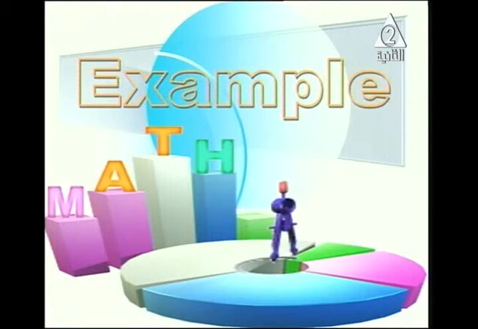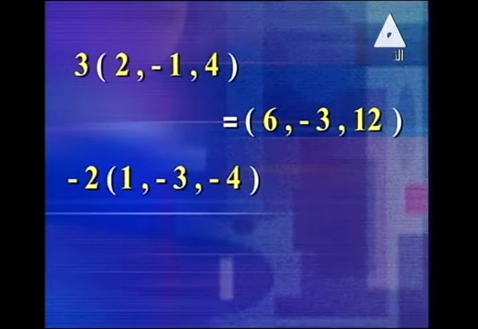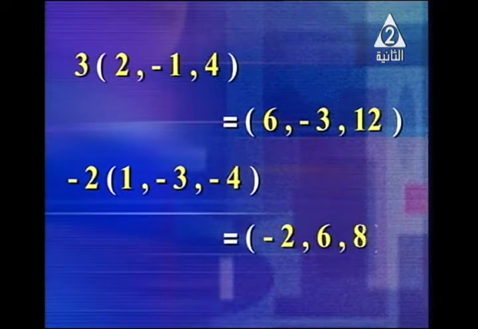Now we move to an important example. Look, dear student, when we multiply 3 times the vector 2, negative 1, 4, we multiply 3 times 2, 3 times negative 1, 3 times 4. Answer is 6, negative 3, 12. When we multiply negative 2 by vector 1, negative 3, negative 4, answer is negative 2, 6, 8.